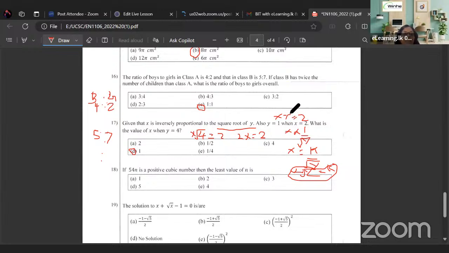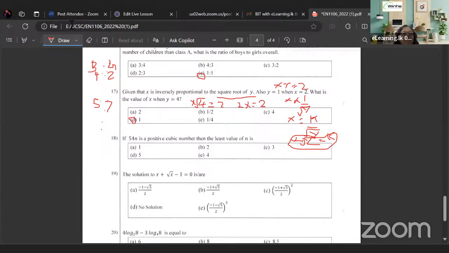Now we know the constant. Then it asks, when the y value is equal to 4, what is the x value? It is inversely proportional to the square root of y. Therefore, you can write x into square root y equal to 2. Square root of 4 is equal to 2. Therefore, 2x equals 2, then x is equal to 1 if you divide both sides by 2. So the answer is 1, right?